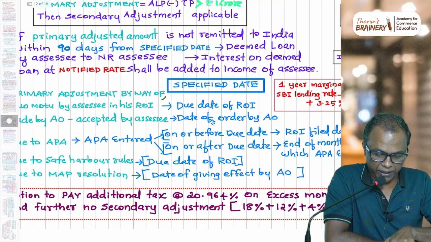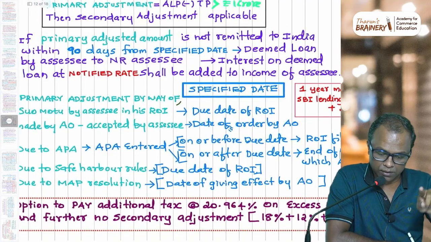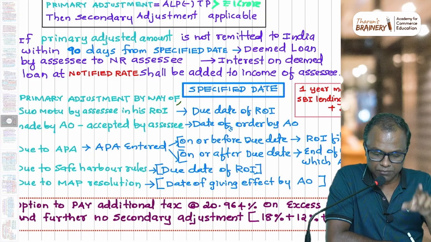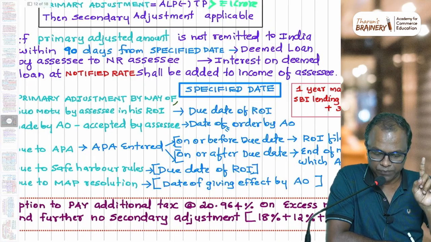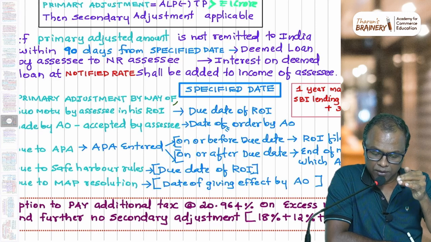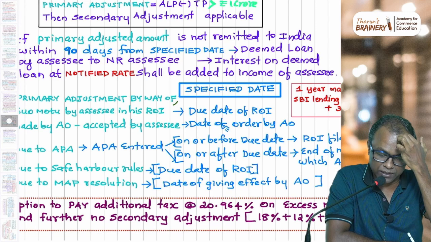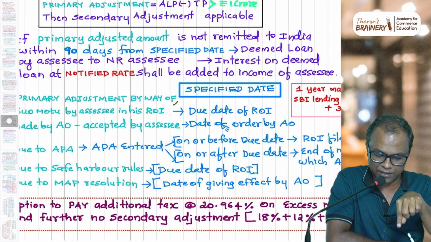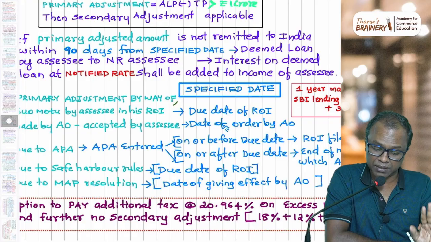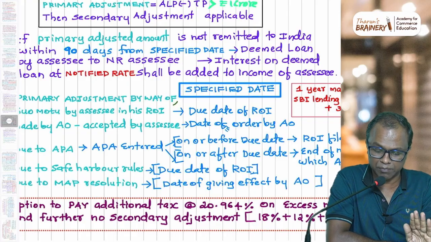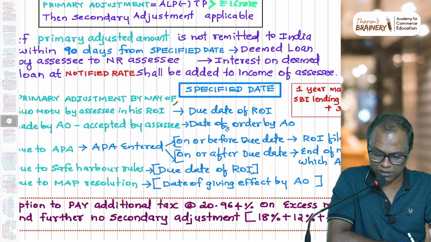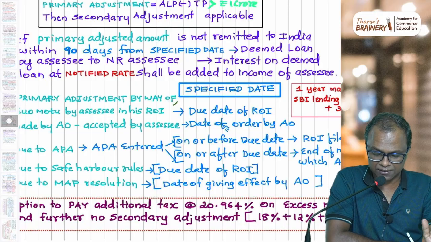So if the primary adjusted amount is not remitted to India within 90 days from the specified date, it is a deemed loan by the assessee to the non-resident AE, and interest on the deemed loan at a notified rate shall be added. So what is the due date? The specified date is usually 90 days from the due date. Specified date means normally the due date for filing ITR, that is November 30th, because in all these cases there will definitely be November 30th as they are carrying out international transactions and Form number 3CEB has to be uploaded. So 30th November plus 90 days is the time.